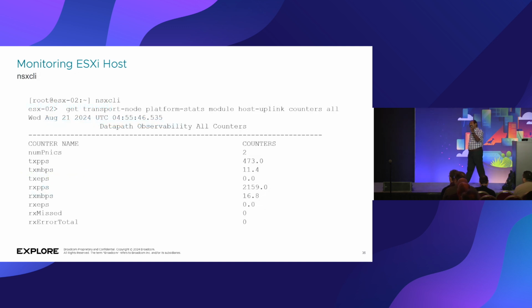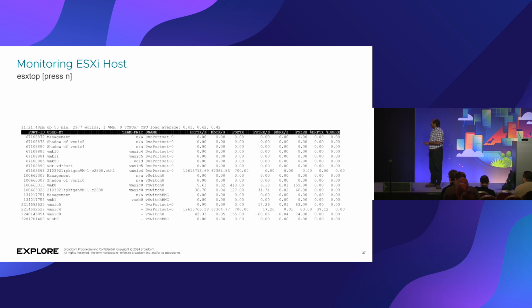NSX CLI or NSX DP CLI, if you want to go straight to that too, is another way to get some data, but this is again on demand. You get the data as it is at that point in time.